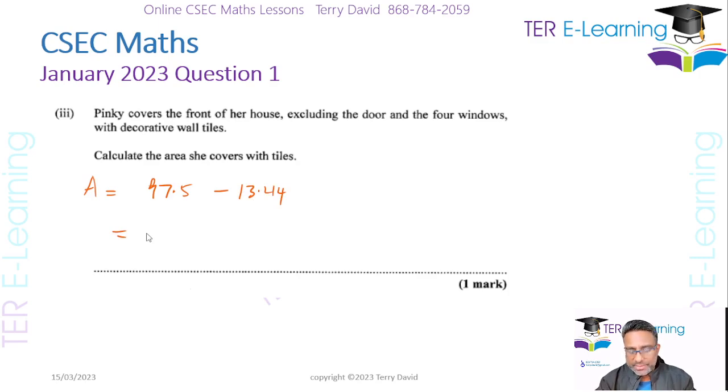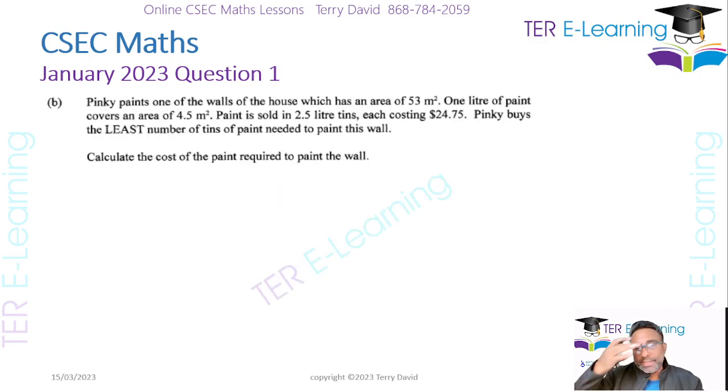97.5 minus 13.44, and you're going to get 84.06. Right? So that's the area that she covers with tiles. Alright, so that's the third part.